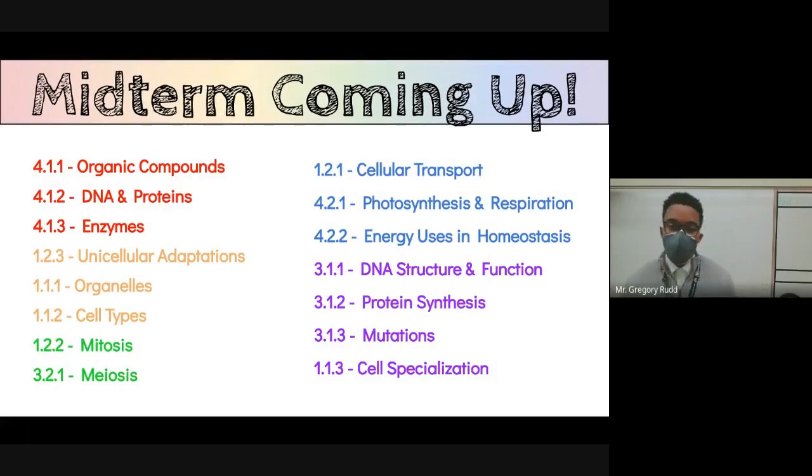So midterm, like I said, I expect it will be Tuesday, March 9th. They have not yet released the final schedule. But whenever it happens, it's going to focus on these 15 standards that we've covered. The purple standards on the right side are the standards that we're covering in this unit. DNA structure and function, protein synthesis.